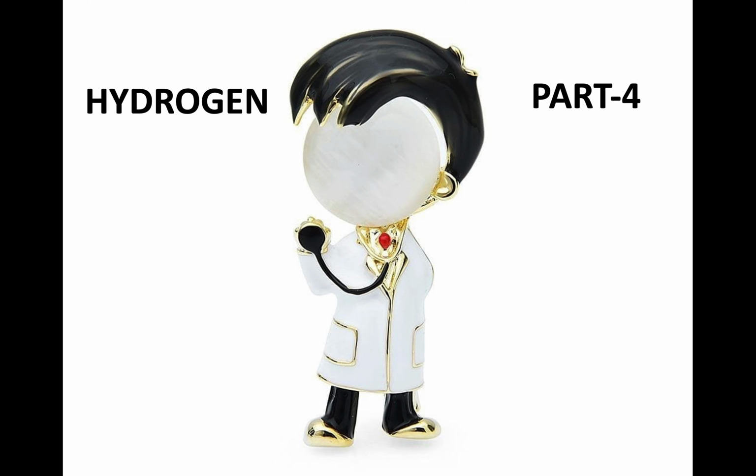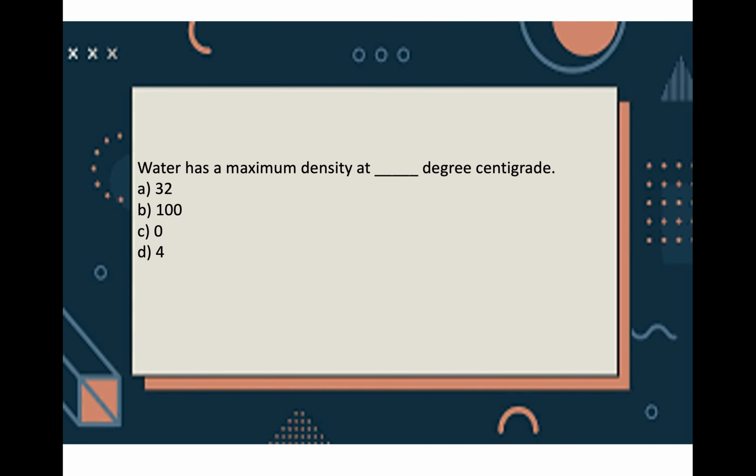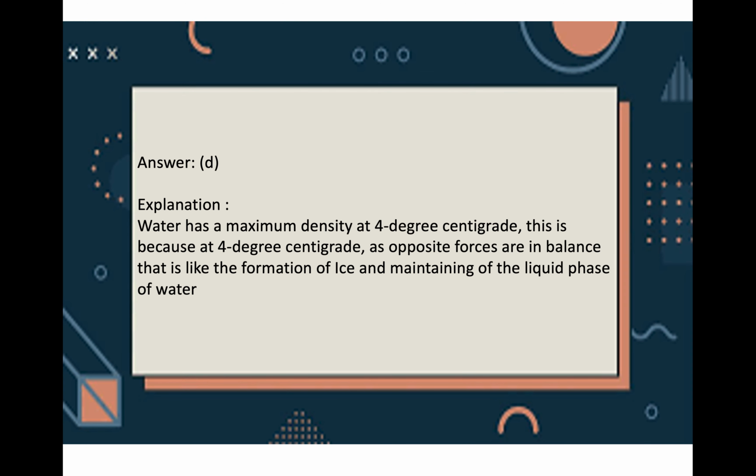So now we will continue with our last part of the MCQs of hydrogen. First question: water has a maximum density at dash degree centigrade. The choices given here are 32, 100, 0 and 4. The answer is option D, 4. Maximum density for water is at 4 degrees, because at 4 degrees the opposite forces are in balance, just like in the formation of ice, and maintain the liquid phase of water.